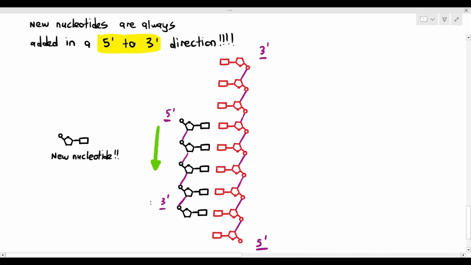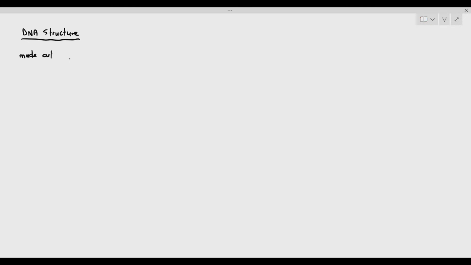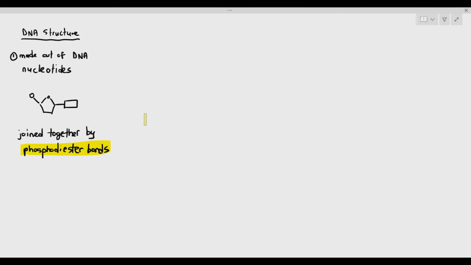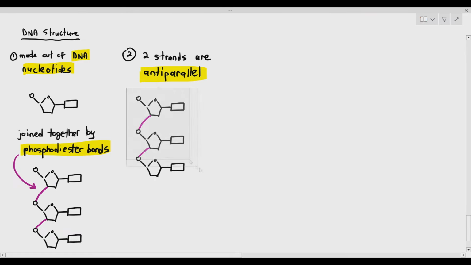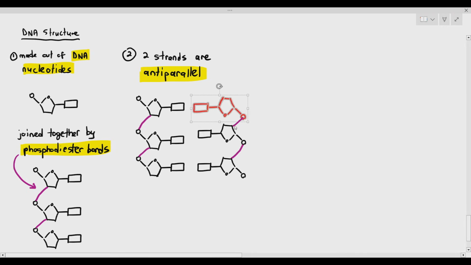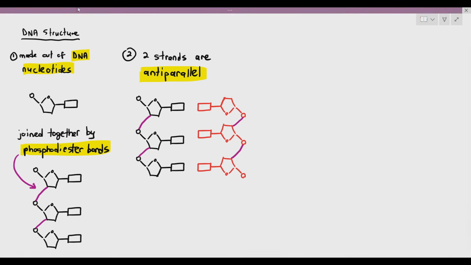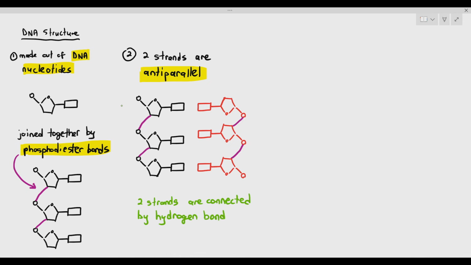That's basically it. To summarize, DNA is made up of DNA nucleotides. They are joined together by phosphodiester bonds to make a single strand. But DNA is two strands. The two strands are anti-parallel to each other, which means they are running in opposite directions, and I'm also going to label the 5' and 3'. The two strands are also connected together by hydrogen bonds via complementary base pairing.